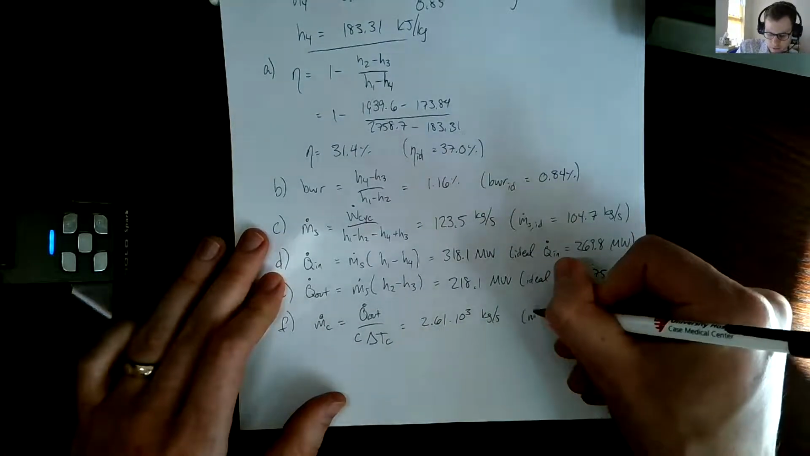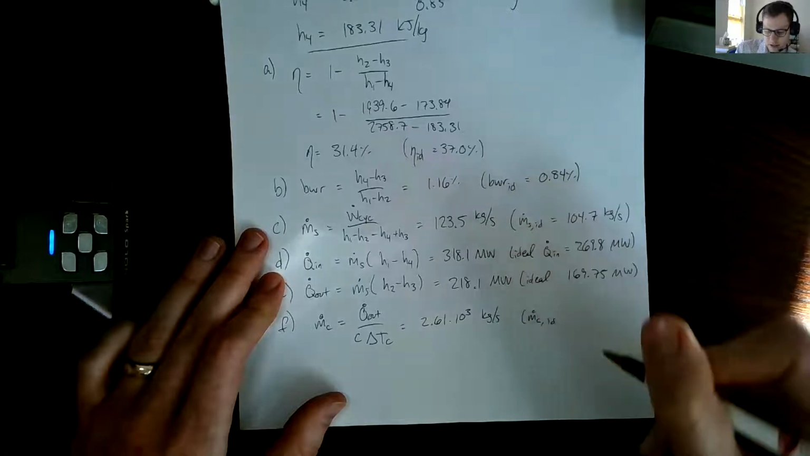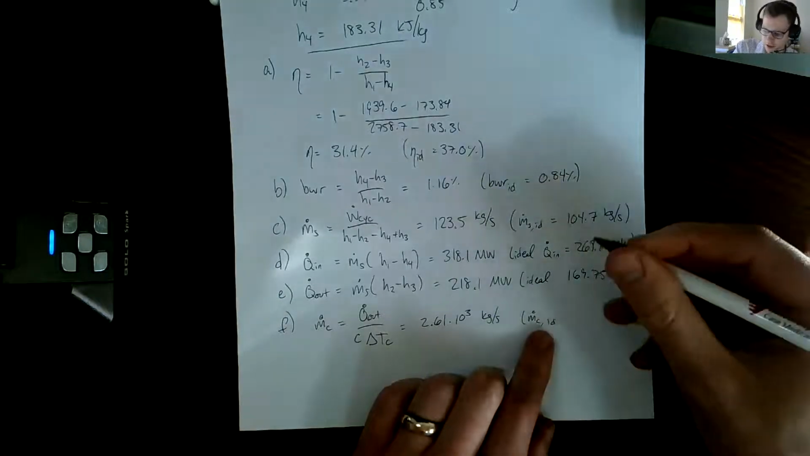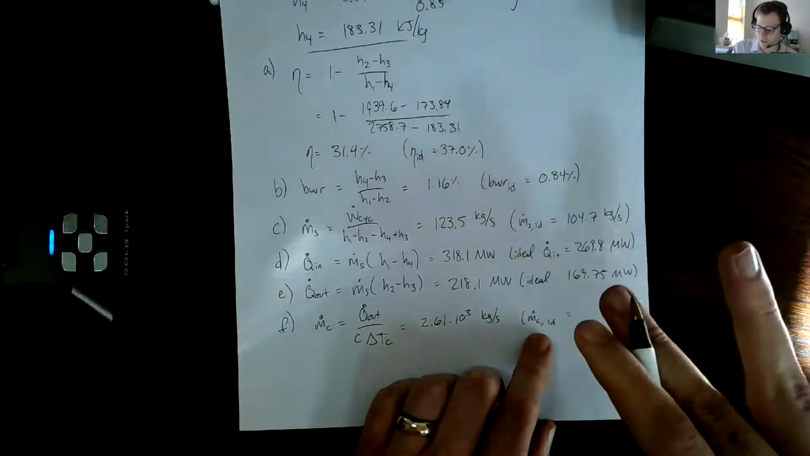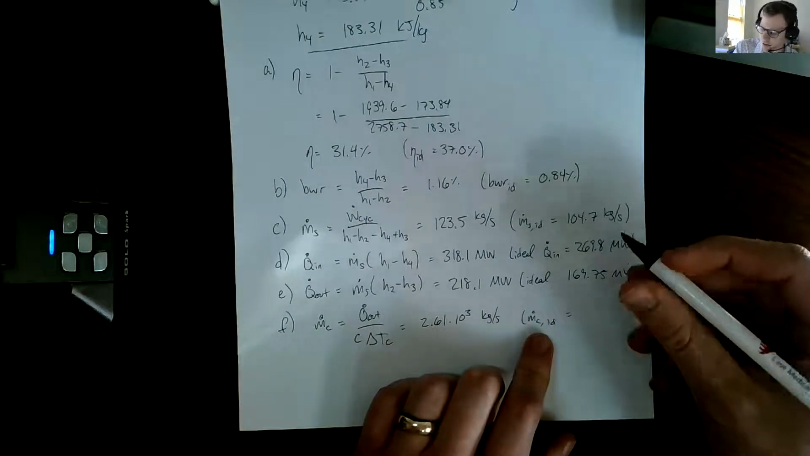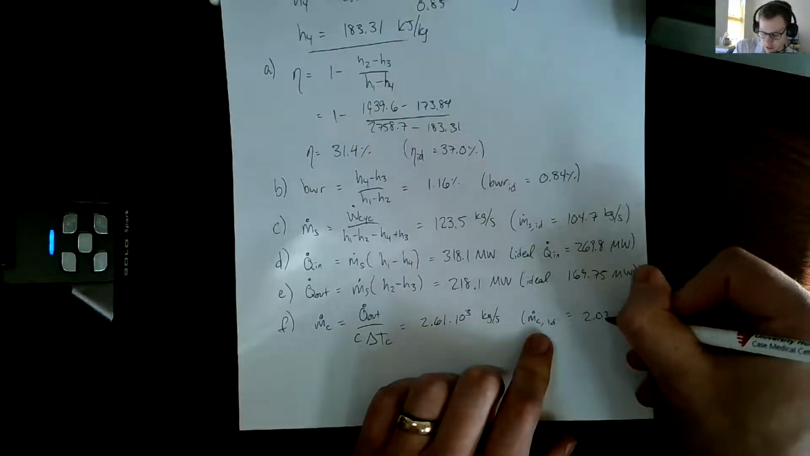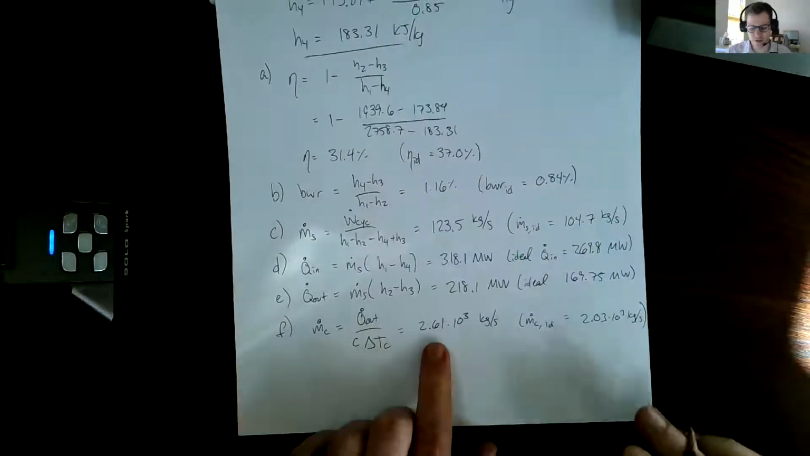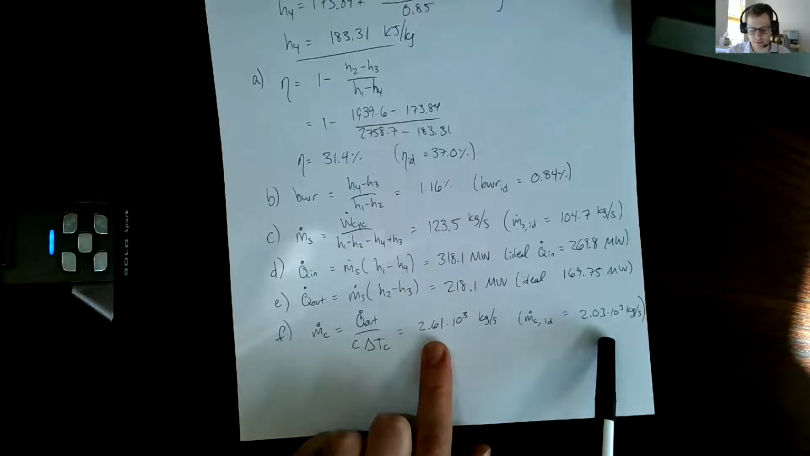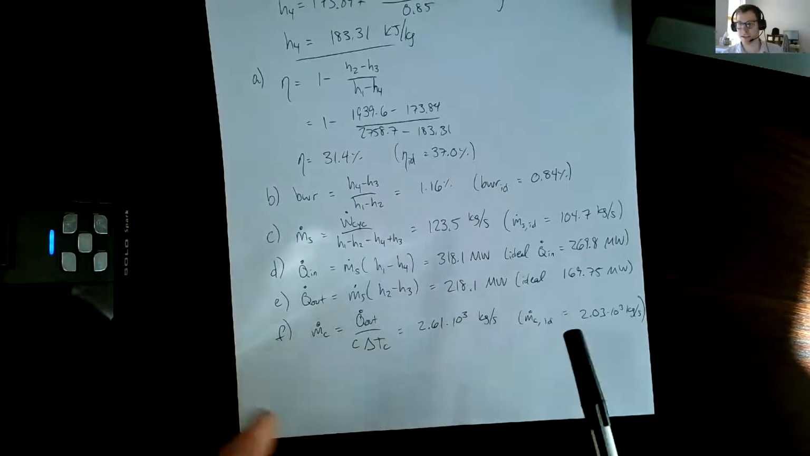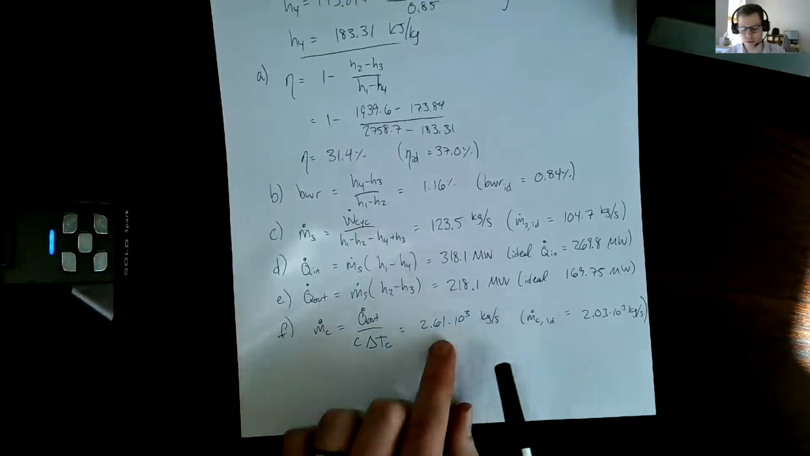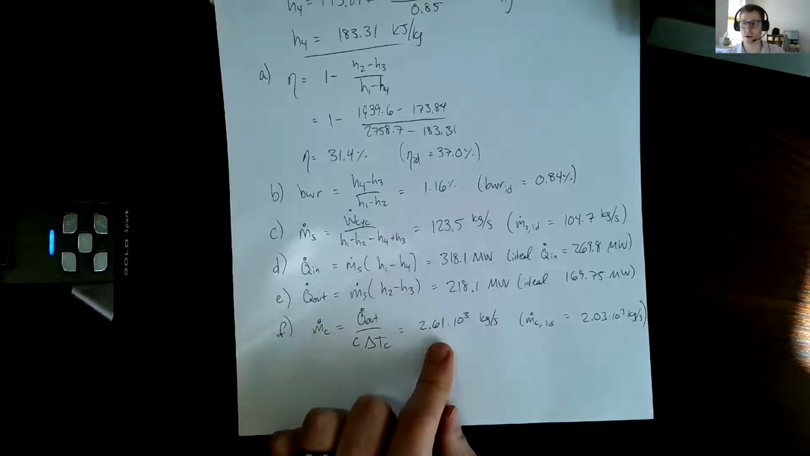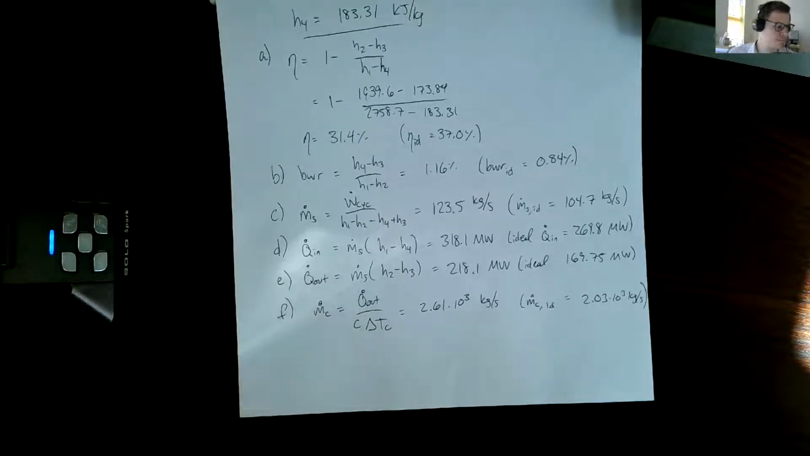And then the mass flow rate of the cooling water for the ideal system, is probably a better way to say that, was 2.03 times 10 to the 3 kilograms per second, right? So we now have to pump more. I mean, it makes sense, right? Because Q out has gone up.